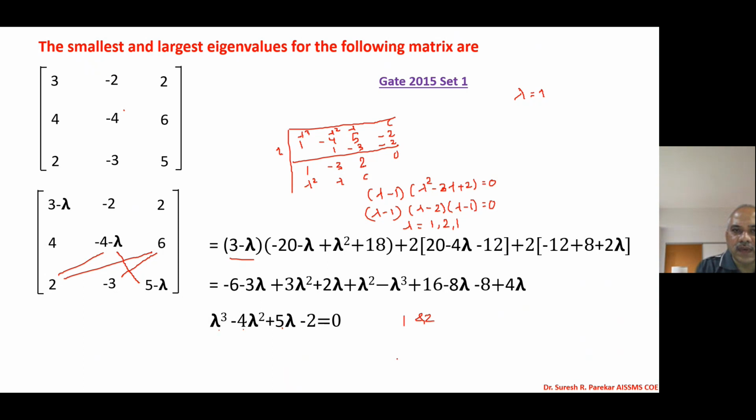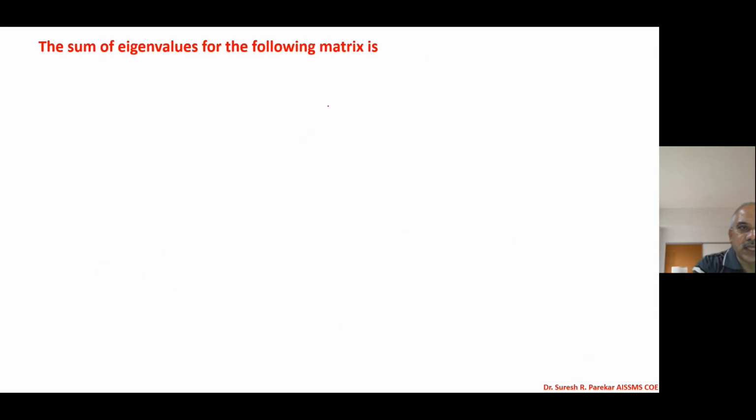So likewise, actually, we have to go. You have this method that is in 10th. You can go over there and you can check it. So now we have lambda 2, 1, 1. Largest is 2, smallest is 1.